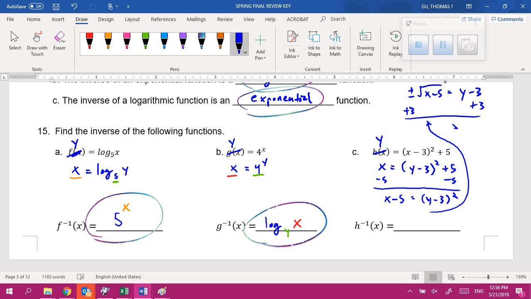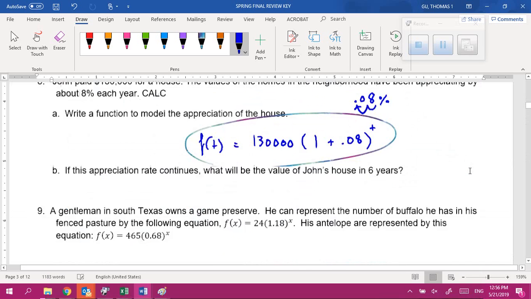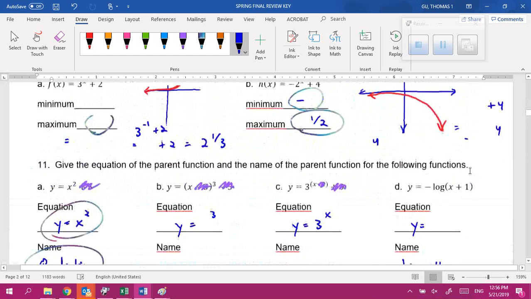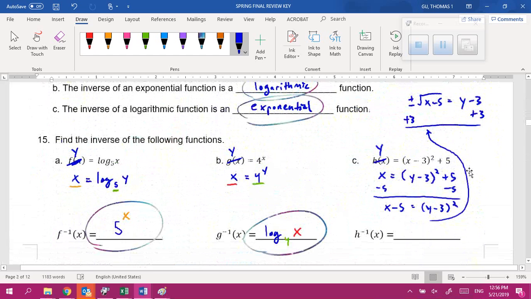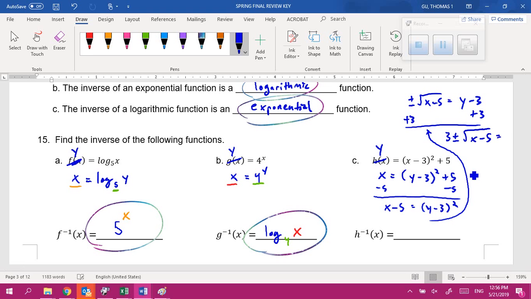So the final answer is, this is getting messy up in here, 3 plus or minus square root of x minus 5 equals y. So right here, 3 plus or minus square root of x minus 5.